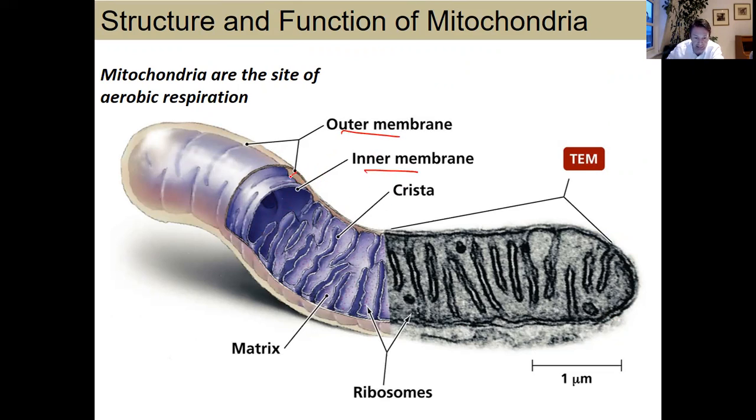And remember, the gap between the membranes is where the hydrogen gradient builds up. You've got cristae, which are infoldings of the membrane, which are there to increase the surface area so you can have more surface area for oxidative phosphorylation to occur on it. You've got ribosomes, so that protein synthesis can occur and you can make the enzymes required for the link reaction and the Krebs cycle.